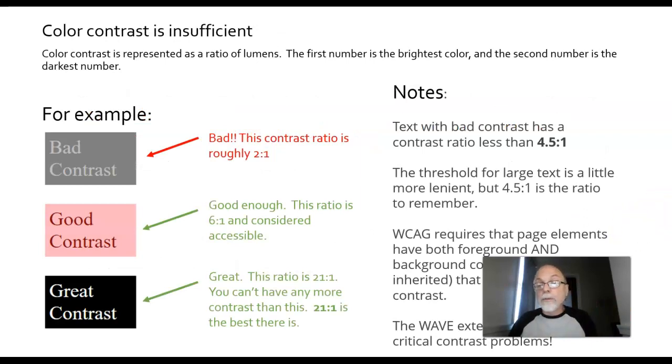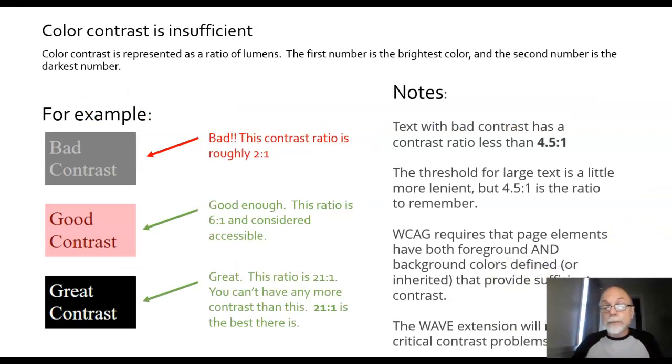All right, and finally we have contrast. Contrast being insufficient is a problem, especially in low light situations. I don't need you to obsess too much about the color contrast ratio. Just know that there's a measure called the color contrast ratio. For those of you who want to geek out over this, the ratio is a ratio of something called a lumen, right? Lumens are measures of light, how bright something is.